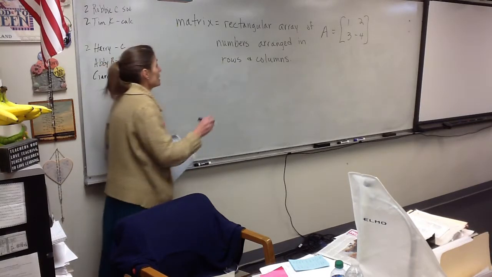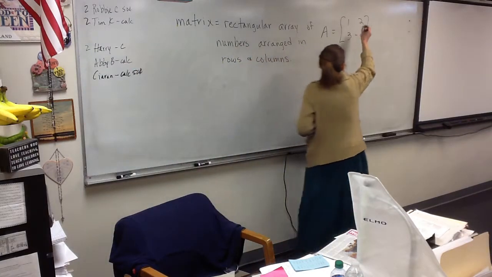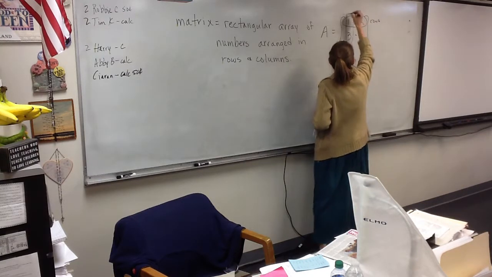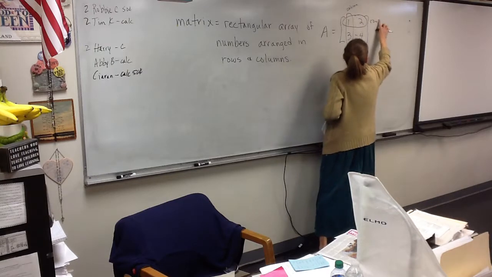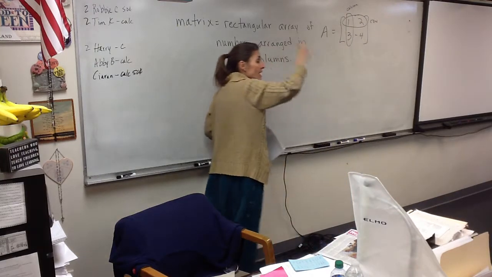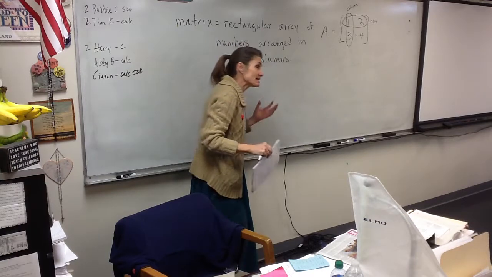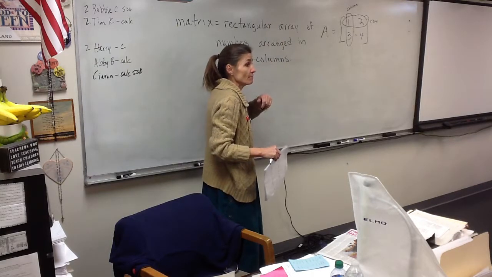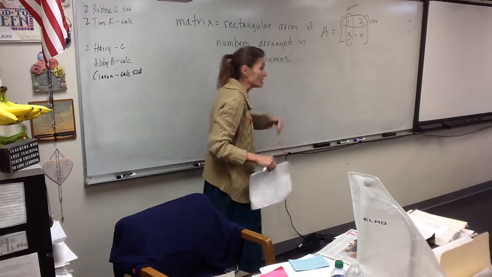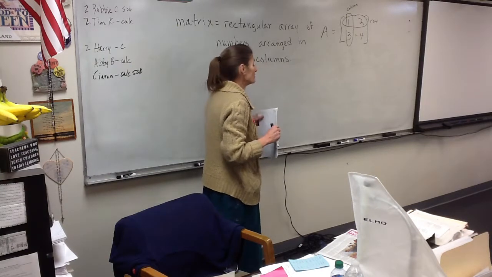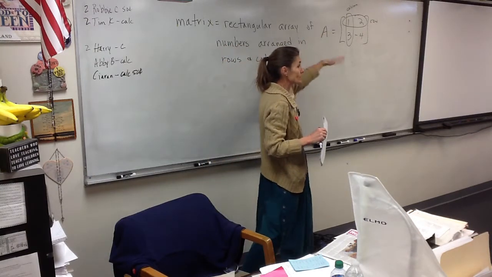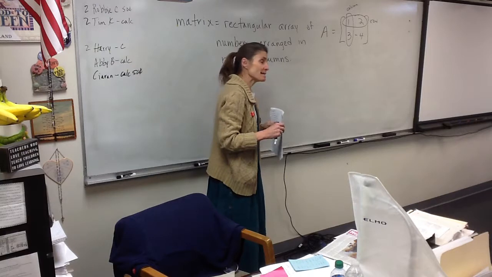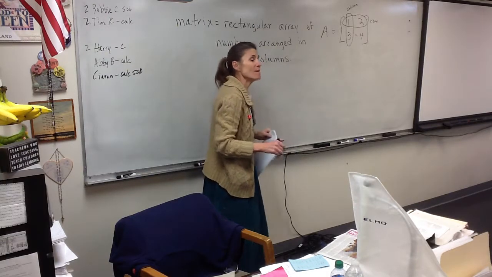Now, when we look at the matrix, these are the rows and these are the columns. So rows go sideways and columns go up and down. And that makes sense to you because if your house has columns, they go up and down, right? If you go into church, the rows are sideways. Cornfields, yes. So rows, columns. Got it?